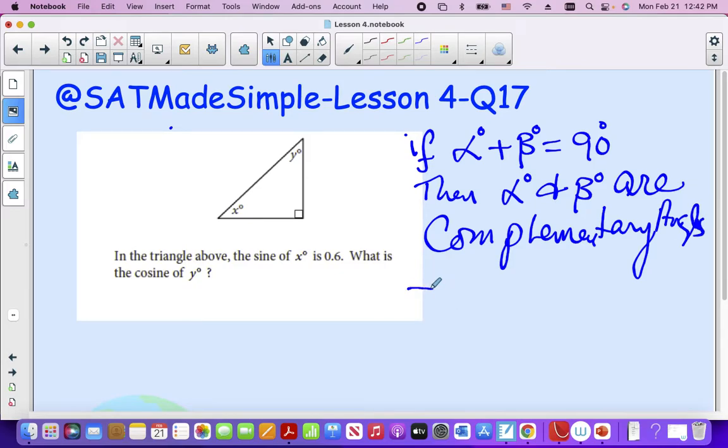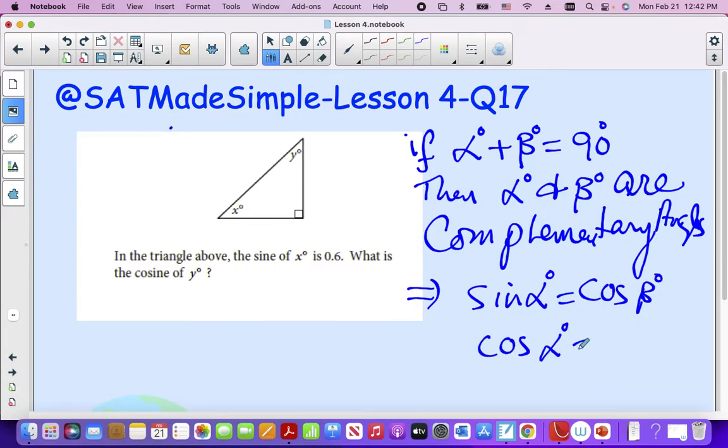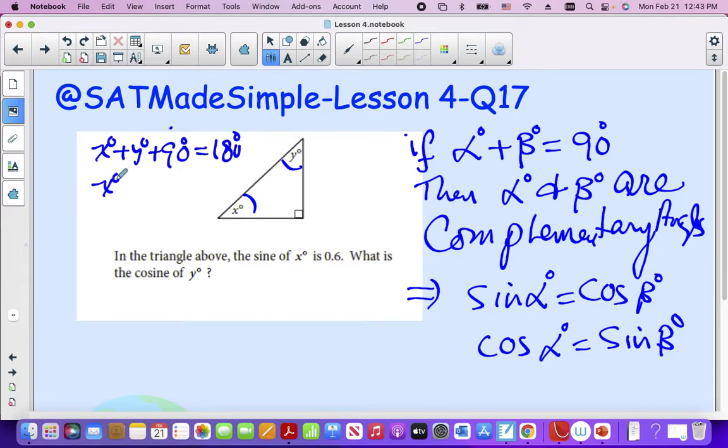Which means, that implies sine alpha is equal to cosine beta, or cosine alpha is equal to sine beta. If I can establish that x and y are complementary, then sine x is equal to cosine y. Now the sum of the angles of a triangle is equal to 180. So x plus y plus 90 is equal to 180.